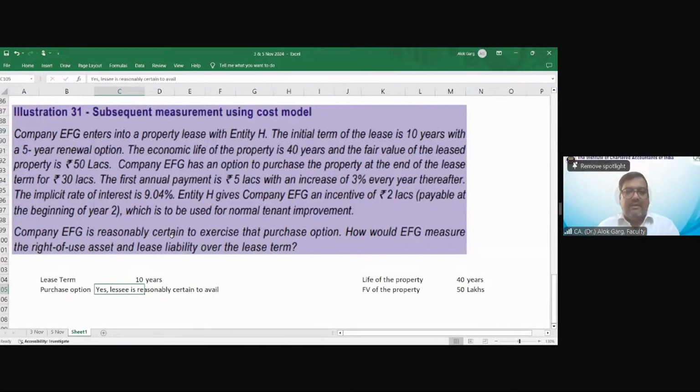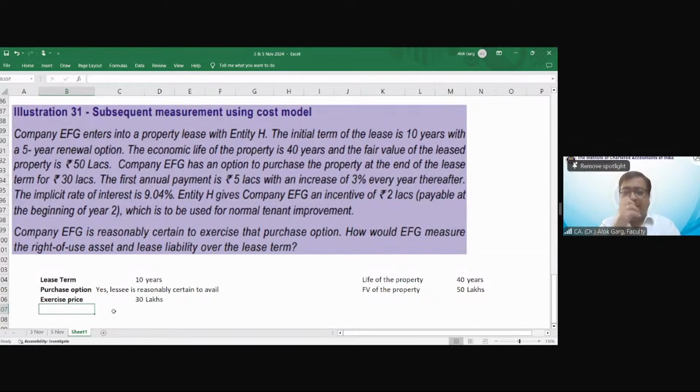Exercise price is given in this question. Company EFG has an option to purchase the property at the end of the lease term for rupees 30 lakhs. Yes, 30 lakhs is the exercise price which is given in this question.